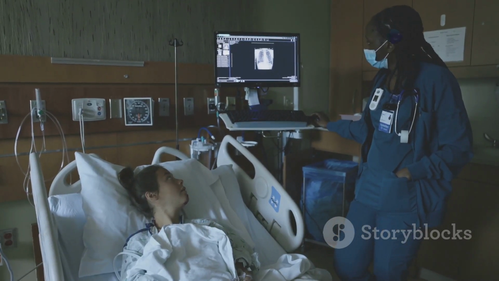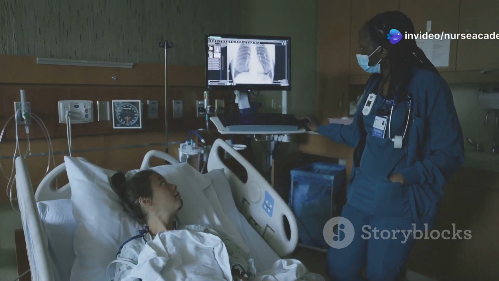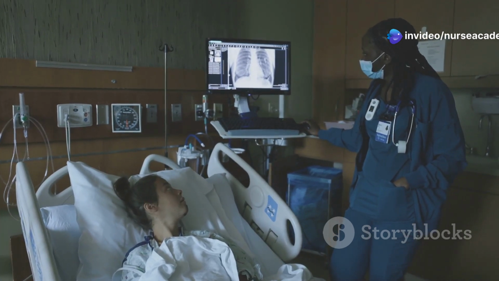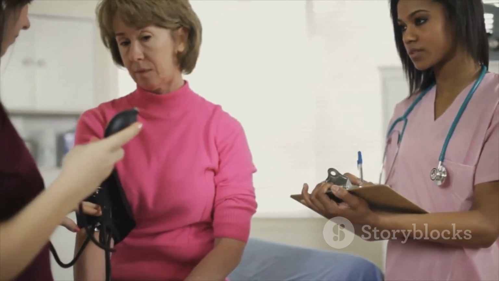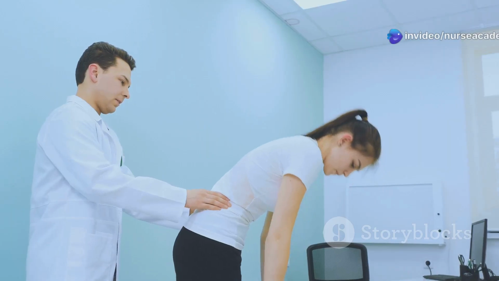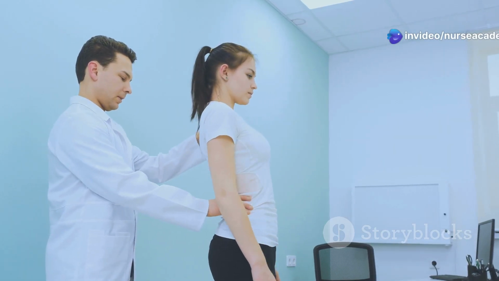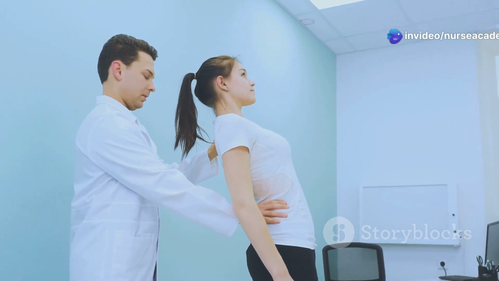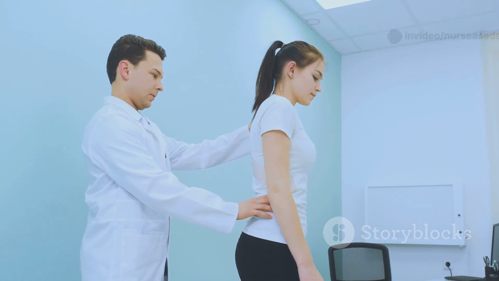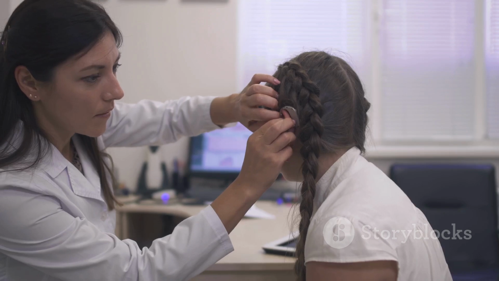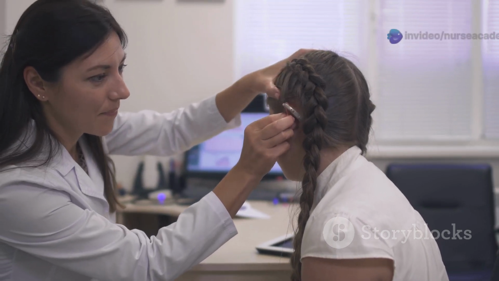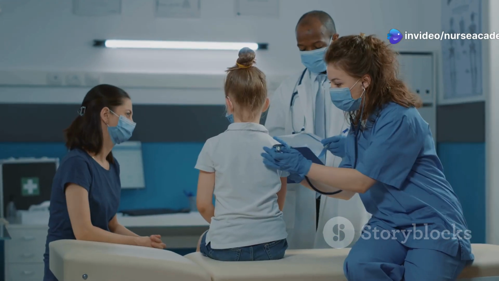Once we've gathered information through the interview, it's time for the physical examination. This involves assessing various systems in the body. Vital signs. Measure blood pressure, heart rate, respiratory rate, and temperature. General appearance. Observe the patient's overall demeanor, posture, mobility, and signs of distress. Head and neck. Assess the eyes, ears, nose, throat, and thyroid. Check for any abnormalities.